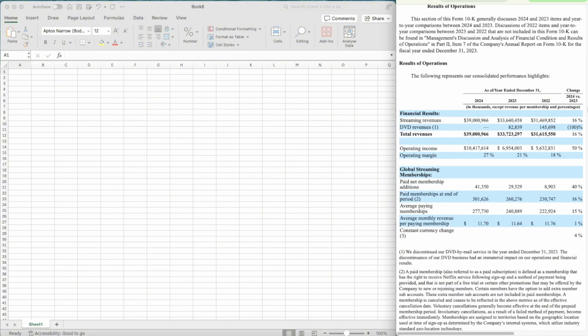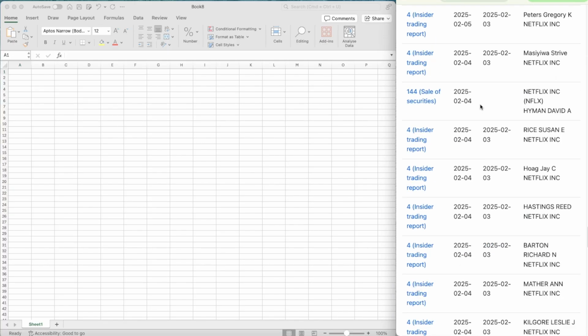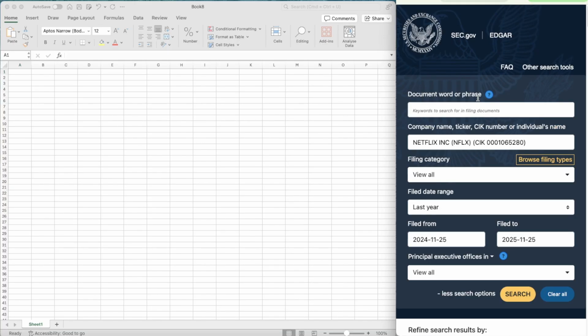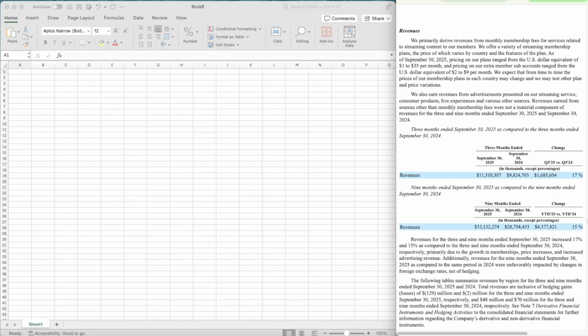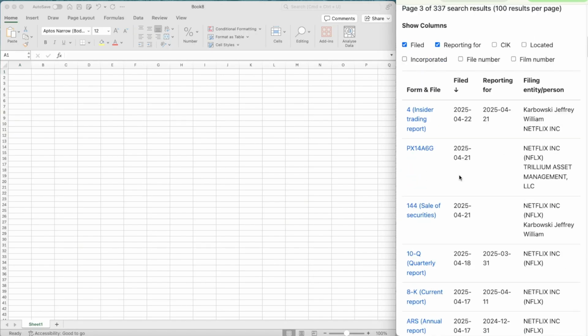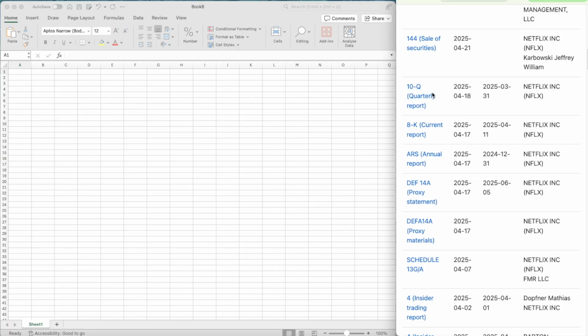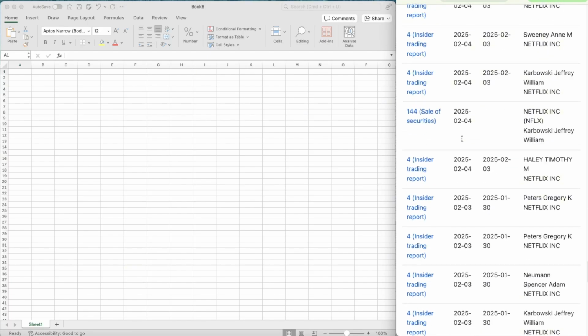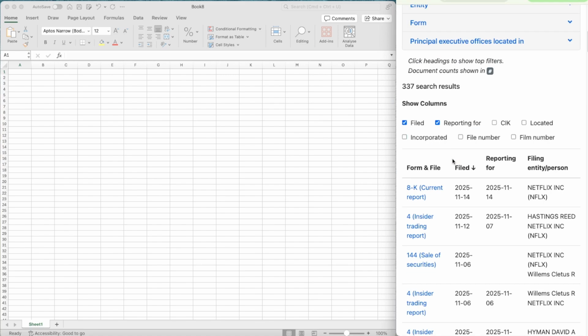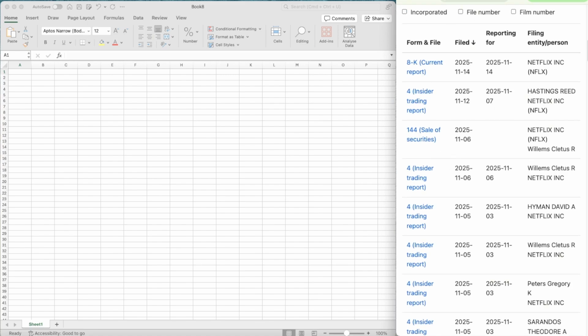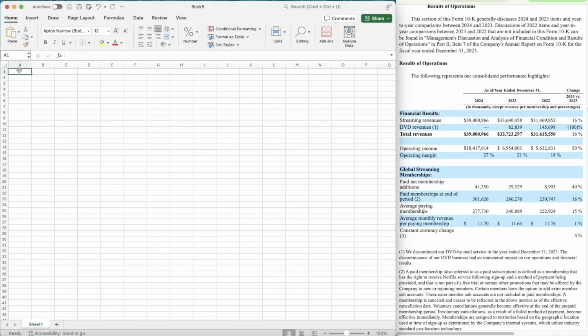So go to the SEC, search for Netflix, and then open up the first 10K and the 10Q. You'll have to scroll down a bit. The 10K is fairly high up, on the third page, and the 10Q is on the first. So yeah, let's dive straight into it.